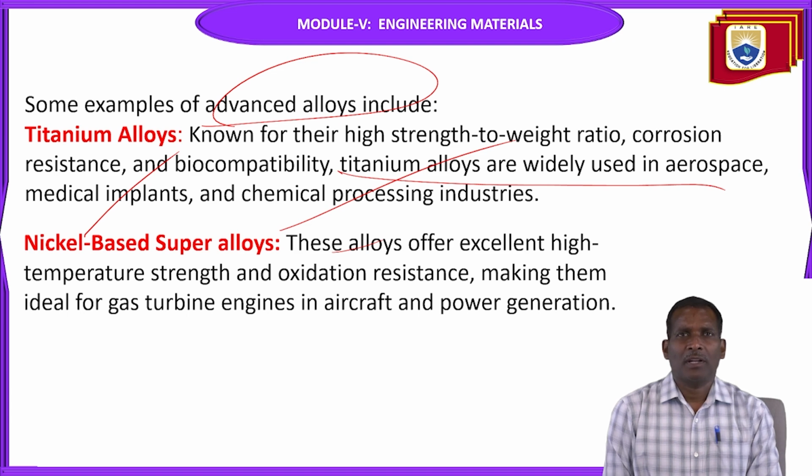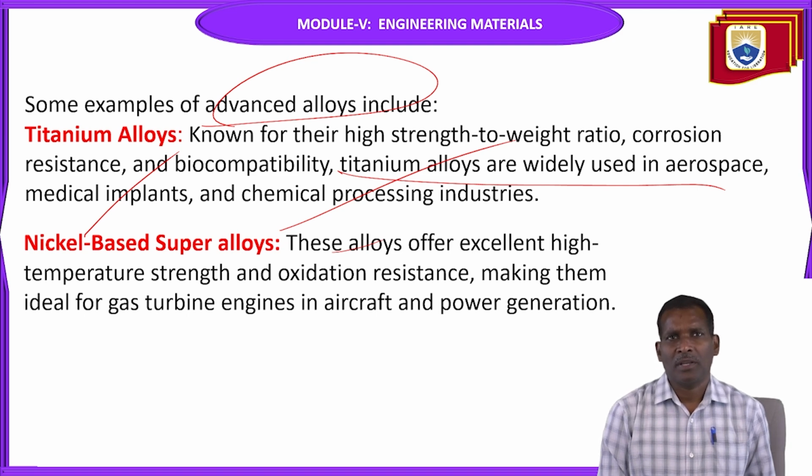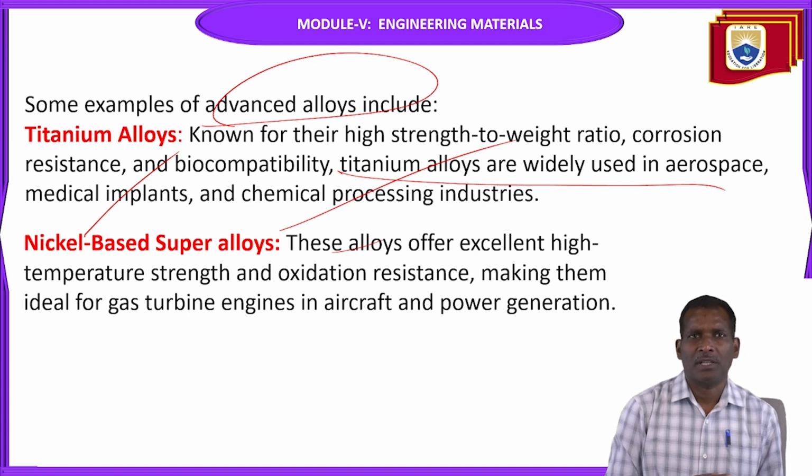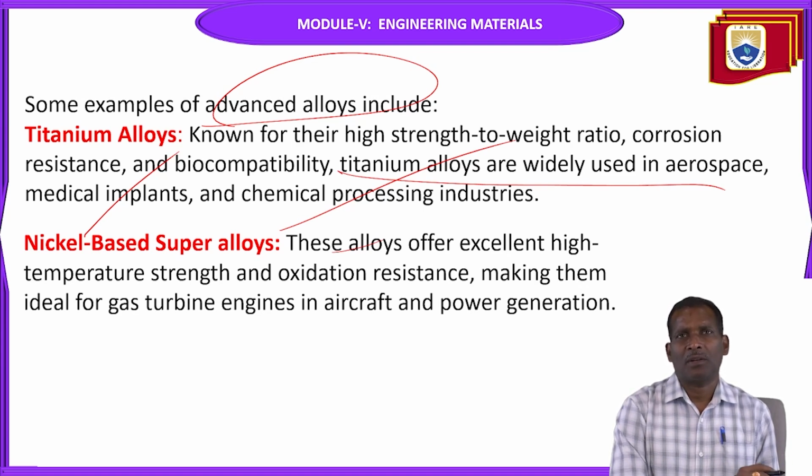And nickel-based superalloys offer excellent high temperature strength and oxidation resistance, making them ideal for gas turbine engines in aircraft and power generation. So nickel-based superalloys are generally used for aircraft and power generation. These two are examples of advanced alloys for particular applications.